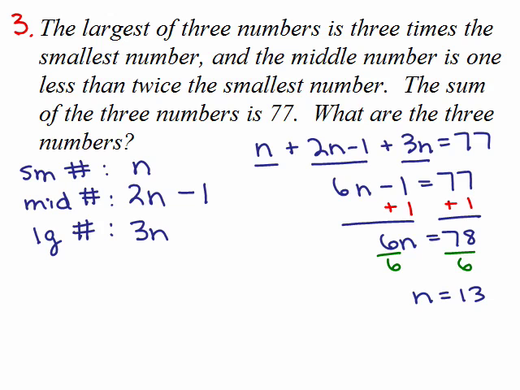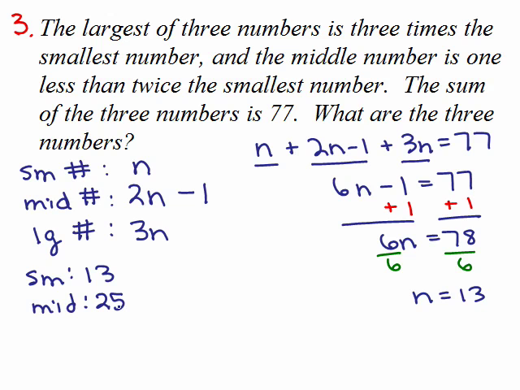Now we are not looking for n, we're looking for what? 3 numbers. So we've got to go back and see what the 3 numbers are. We could first go back up to how we defined them. The small one is n, so that would be 13, right? The middle one, it says the middle one is 1 less than twice the smaller. So let's do that. If we did twice the smaller one, that would be 26, and then we'd have to subtract 1. So that would be 25.